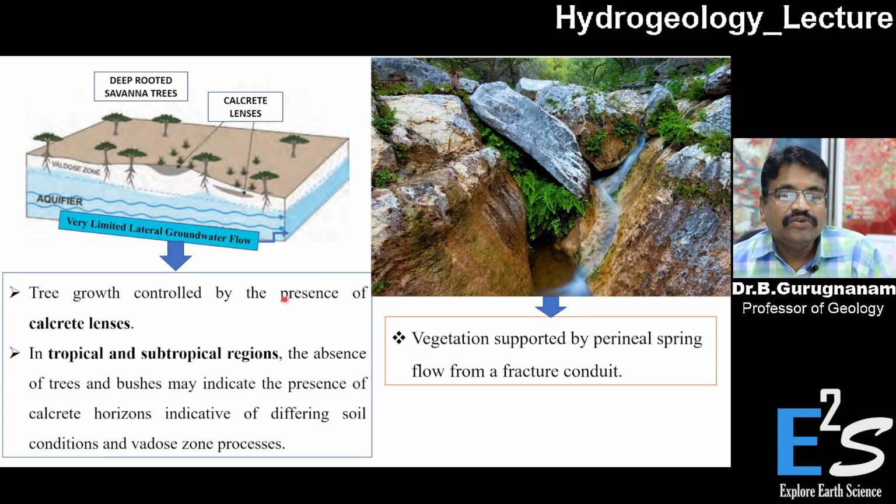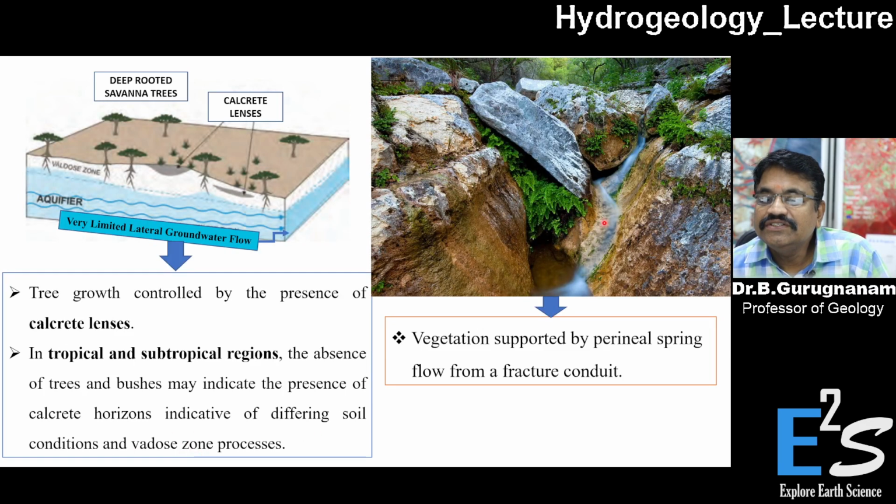Tree growth is controlled by the presence of calcrete lenses. Sometimes what will happen is calcrete lenses will be there. It is not perched, like we sometimes say. Because of these calcrete lenses, you'll get less density, or the growth is very less in this area, with very limited lateral groundwater flow. So in tropical and subtropical regions, the absence of trees may indicate the presence of only bushes. Calcrete horizons indicate different soil conditions and weathering zones.